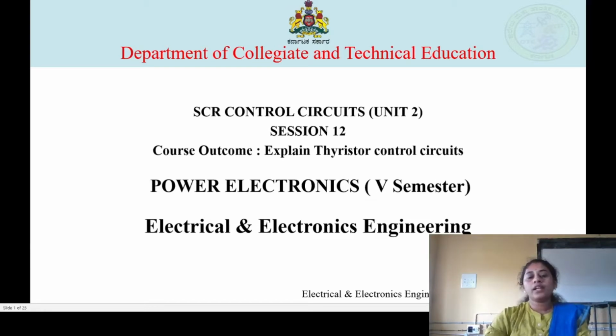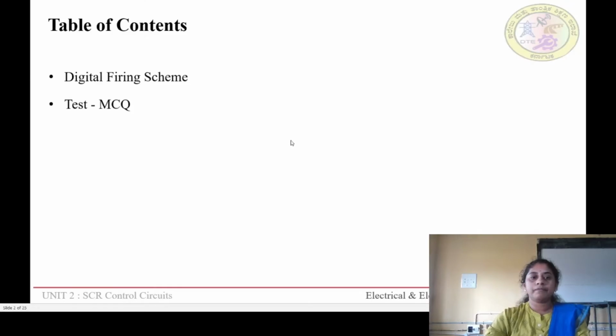This is the 12th session of Power Electronics course. In this session, you will mainly learn about digital firing scheme. The table of contents include the digital firing circuit. Here you will study the block diagram of digital firing scheme and its waveforms, and at the end of the session there will be multiple choice questions.